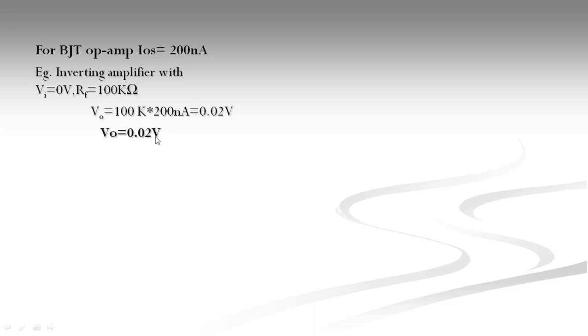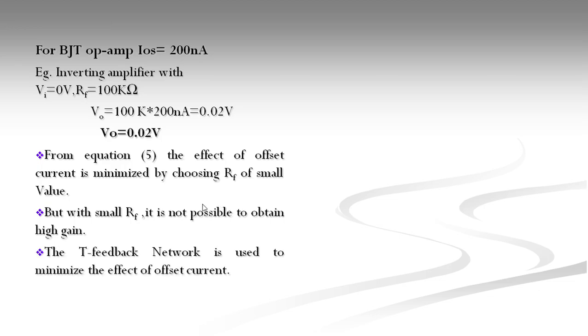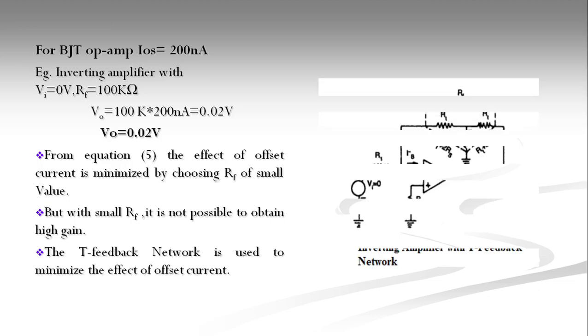Okay, how can we compensate for the presence of this input offset current? That is the next thing we are going to see. From the equation 5, it is clear that the effect of offset current can be minimized because since V0 is equal to RF into IOS, if I reduce the value of RF, I can reduce the error in the output voltage. But if I reduce the feedback resistor, the overall gain of the operational amplifier circuit will get affected. So we cannot reduce the RF value. So what are the alternate methods they can use in order to compensate for this input offset current?